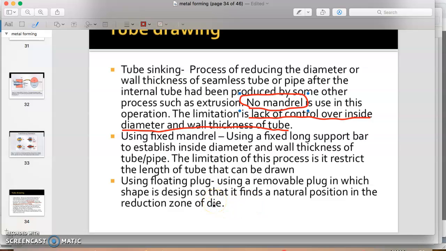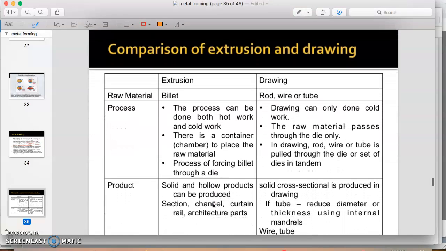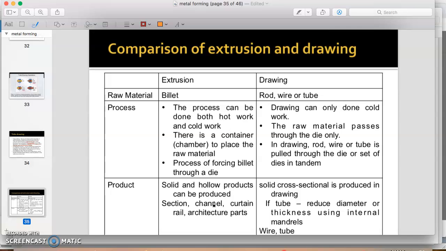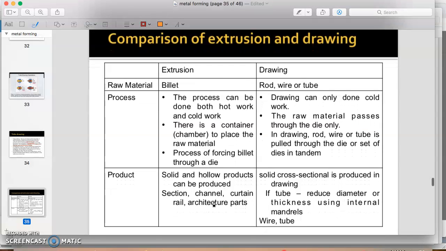This is the comparison between extrusion and drawing. Extrusion and drawing have a similarity, which is the end product. Usually the end product must have a uniform cross-section, and be long and continuous. This is the similarity, but they still have differences. Here we discuss the difference between extrusion and drawing.